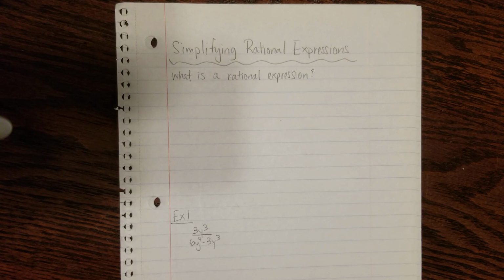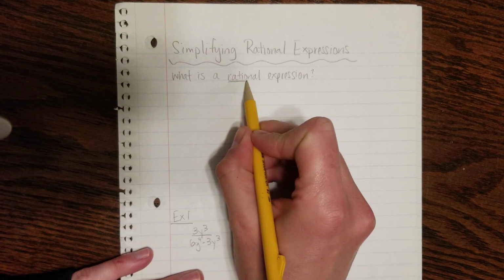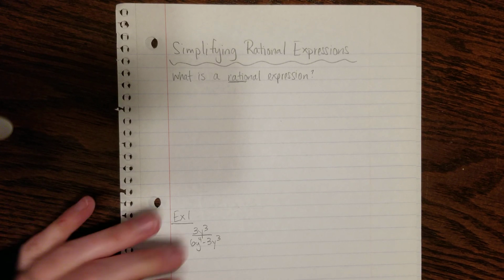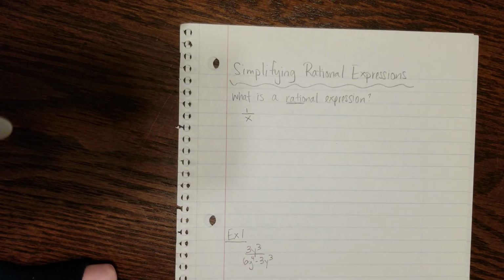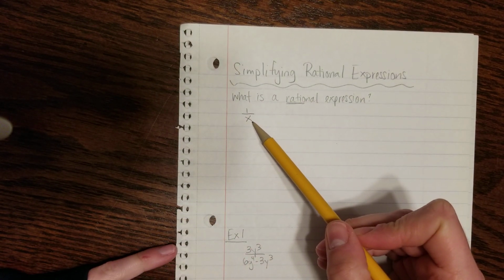So before we can do any simplifying, we need to know what is a rational expression. If you look at the word rational, it has the word ratio in it, which means we're going to be looking at fractions. So a rational expression is a fraction that contains polynomials. Now these fractions can look super complicated, but they can also be pretty simple. So for example, 1 over x is a rational expression.